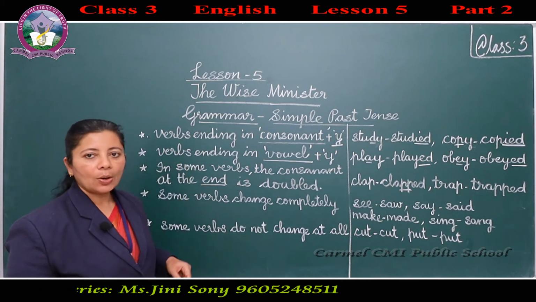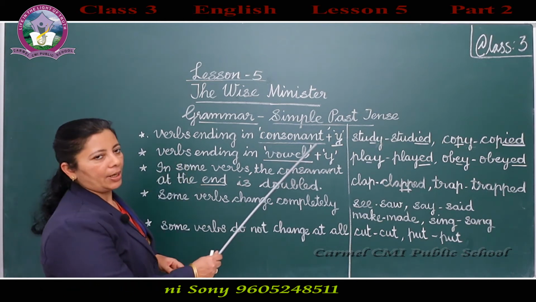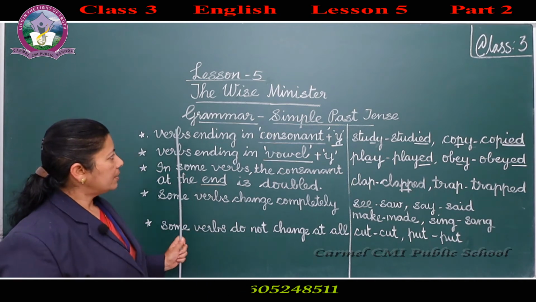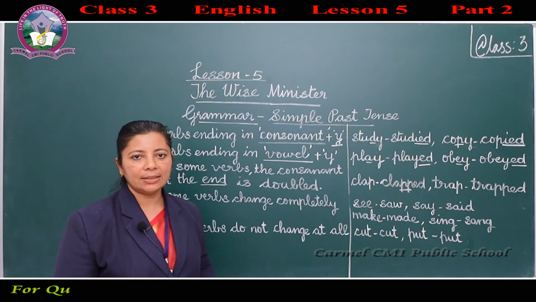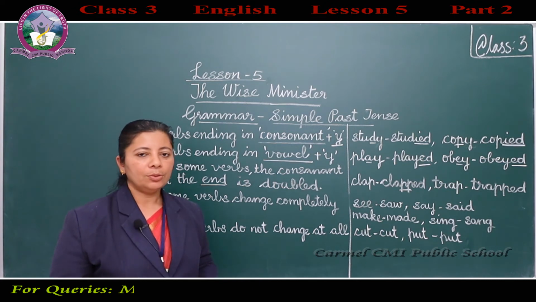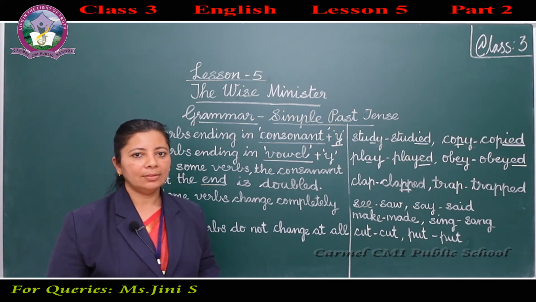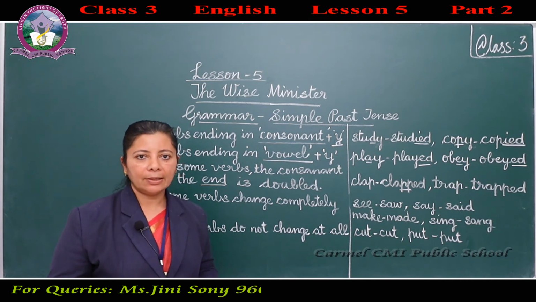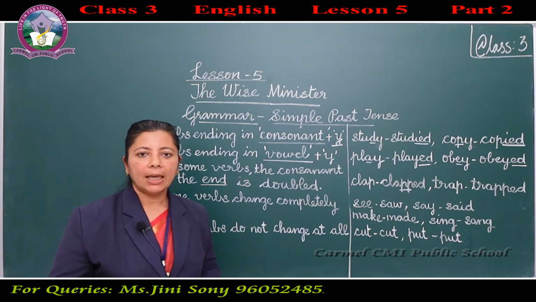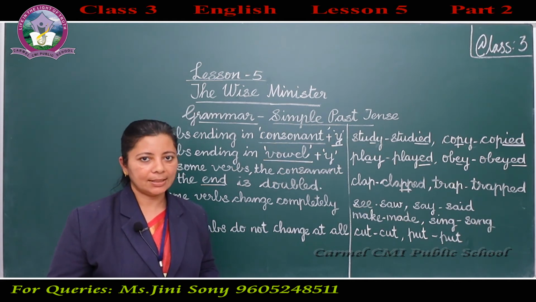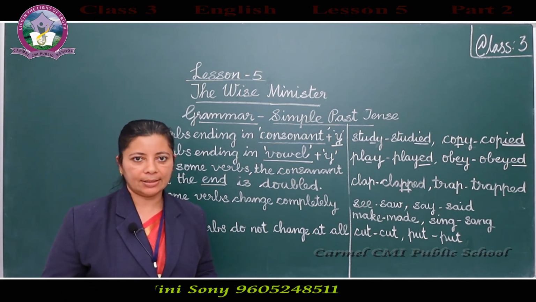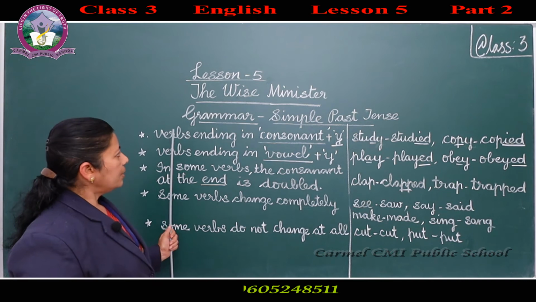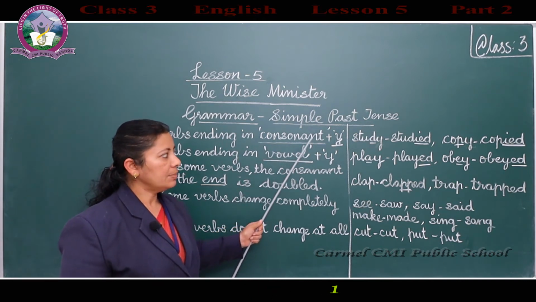Verbs ending in consonant plus y. What's a consonant? Do you know what a vowel is? There are five vowel letters: A, E, I, O, U. Isn't it? The other remaining letters are known as consonants. The verbs ending in consonant plus y.